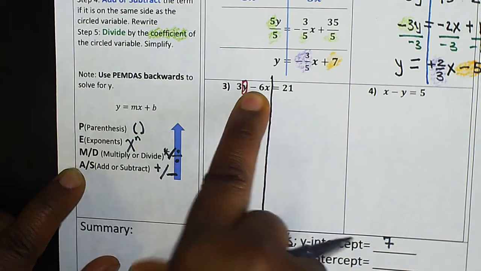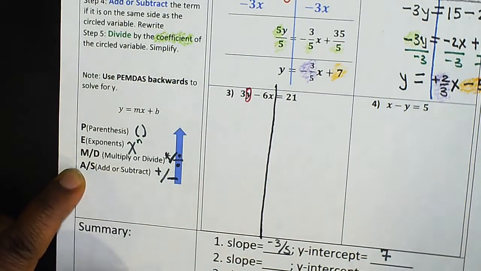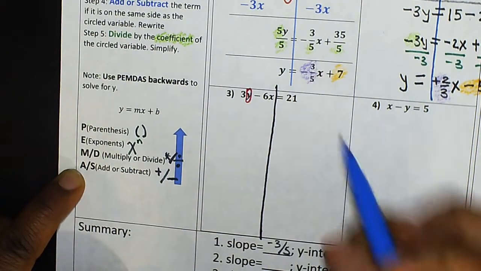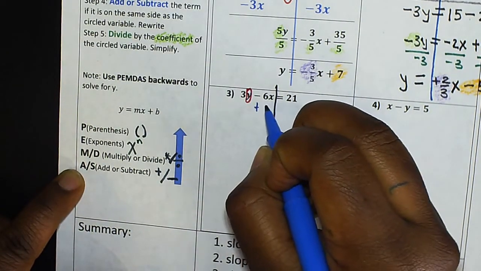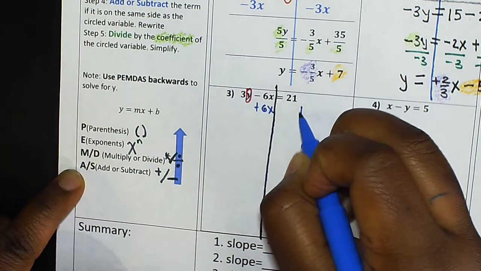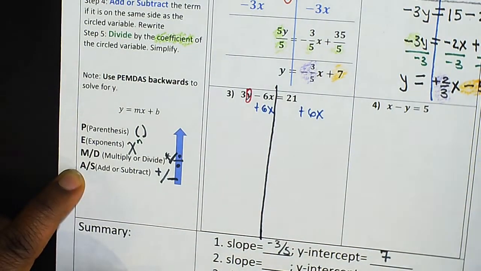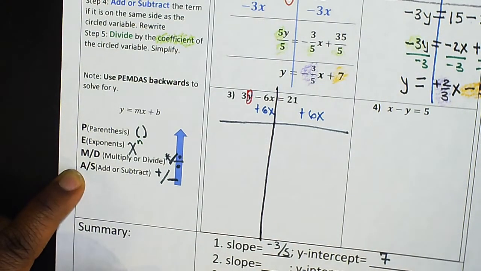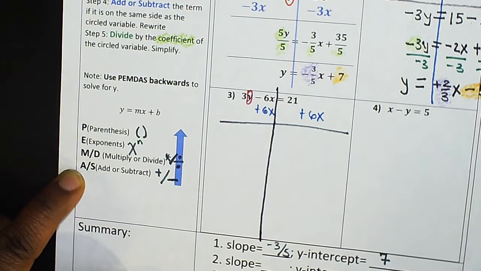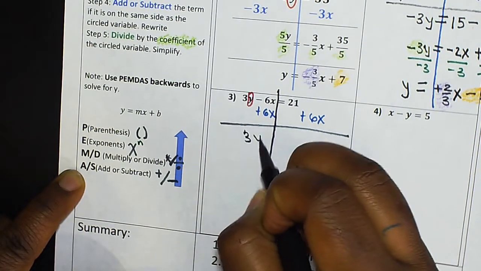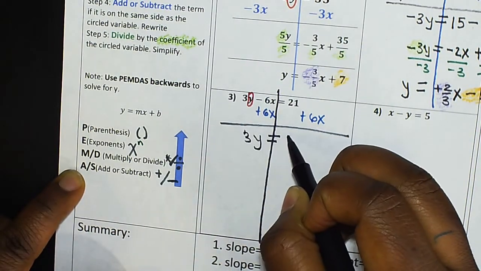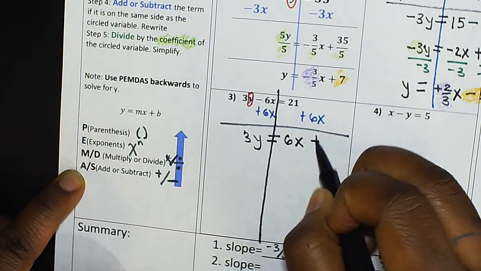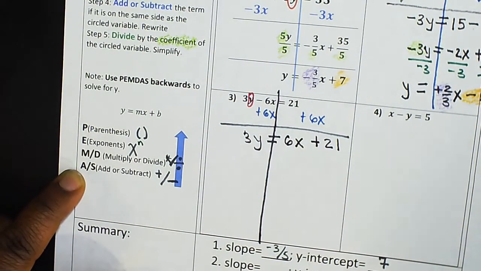So I see a minus sign. So that's a good sign that I'm going to move this 6x first. So to do that, we know we have to do the opposite. So plus 6x on both sides. Then we're going to rewrite our problem. So now we have 3y is equal to, and remember I have to put my x in the front, so 6x plus 21.